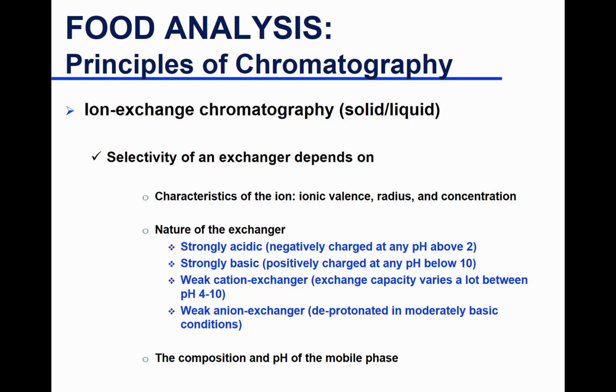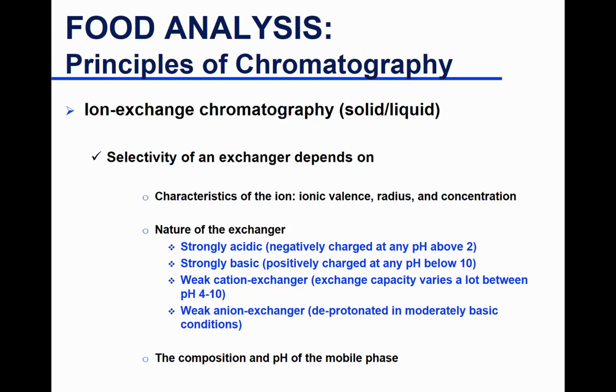Strong base is the opposite. It will remain positively charged even if you increase the pH above 7. It will still be positive unless the pH is greater than 10. So really in these cases, when you use strong acid or strong base, you cannot change the strength of the mobile phase by changing the pH. So this means you cannot change the selectivity of your stationary phase.